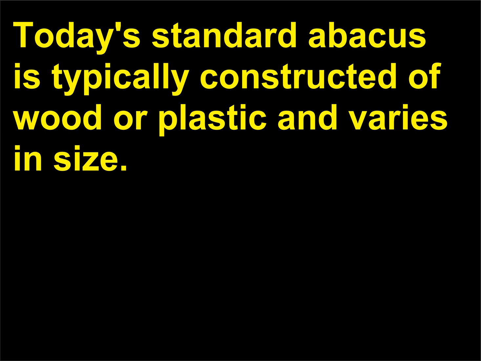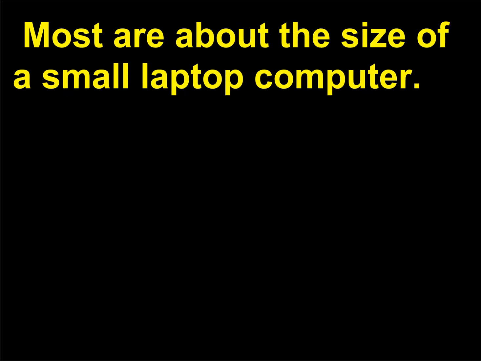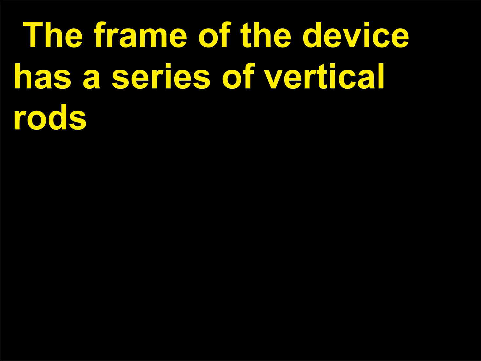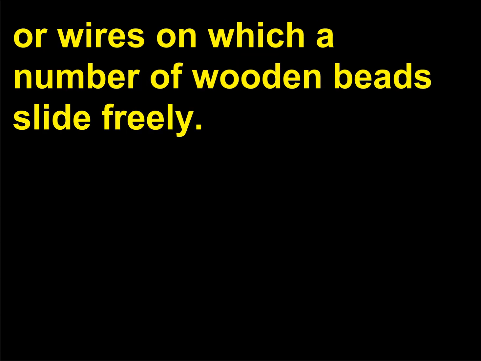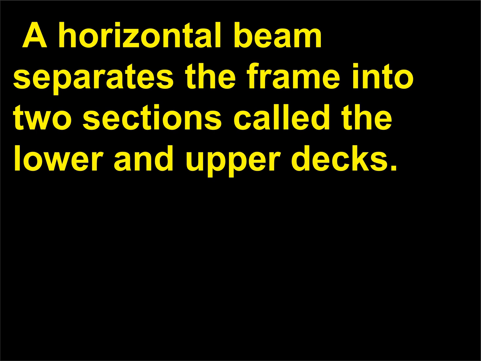How are modern abaci used? Today's standard abacus is typically constructed of wood or plastic and varies in size. Most are about the size of a small laptop computer. The frame of the device has a series of vertical rods or wires on which a number of wooden beads slide freely. A horizontal beam separates the frame into two sections called the lower and upper decks.